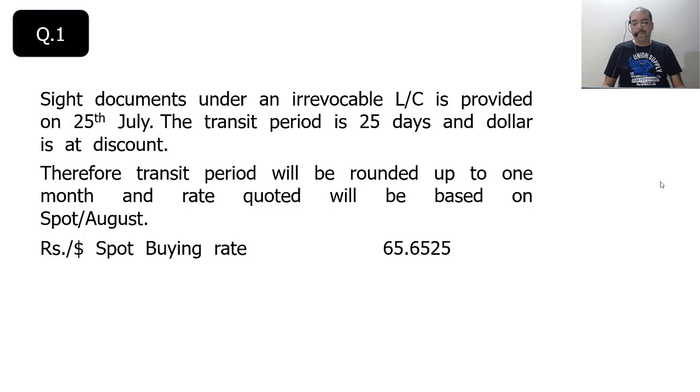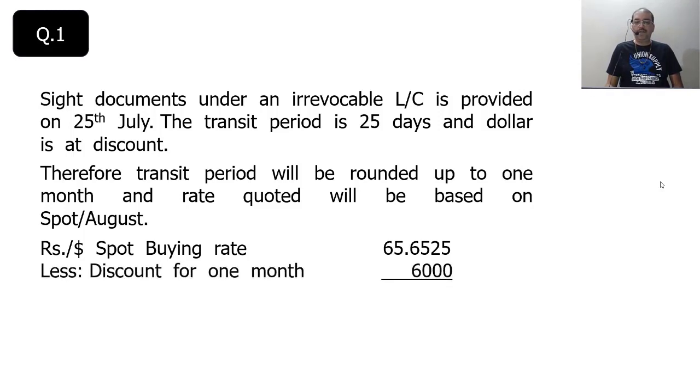spot August. So rupees to dollar spot buying rate, bid rate, is 65.6525, less the discount for 1 month, 6,000 points, which gives 65.0525.